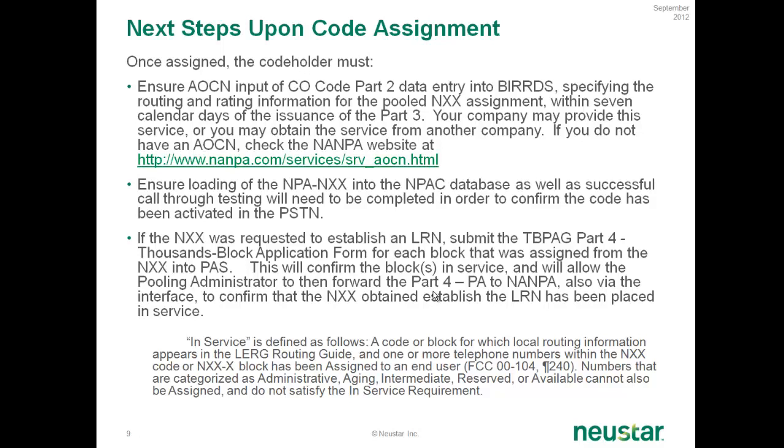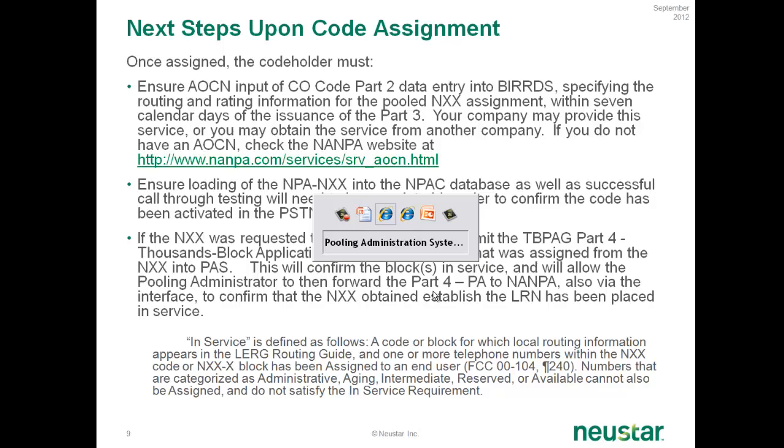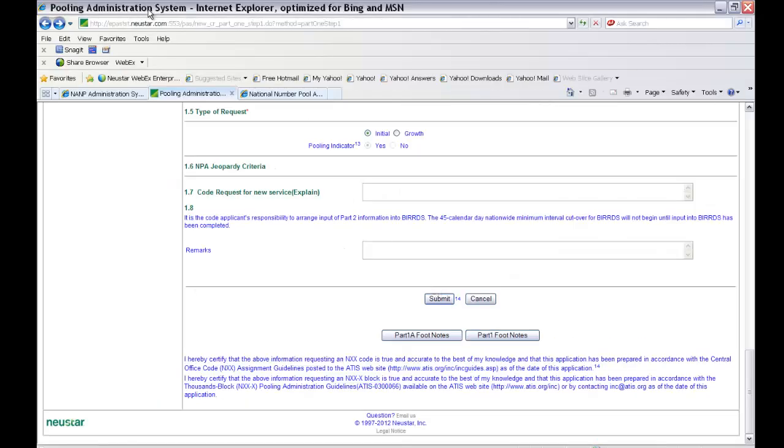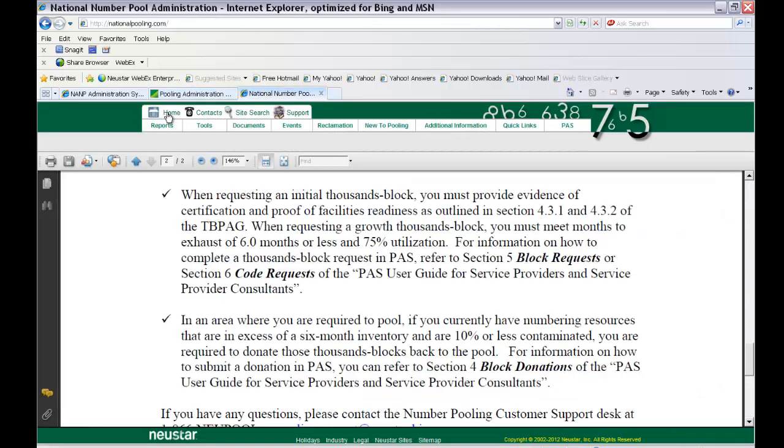Also, the Part 4 confirmation of in-service must be submitted no later than 6 months after the original effective date of the code. If the code holder fails to return the Part 4 confirmation within this time frame, the code is considered delinquent, and the code holder will no longer be able to submit the Part 4 directly into the system. At this point, the code holder will have to apply for an extension directly to the State Commission or to the FCC in the case the state does not participate in the reclamation process. A list of reclamation contacts can be found both on the NANPA website and also on the National Pooling website.